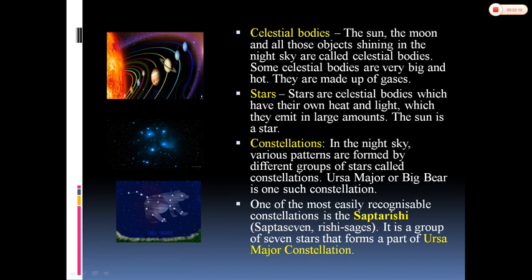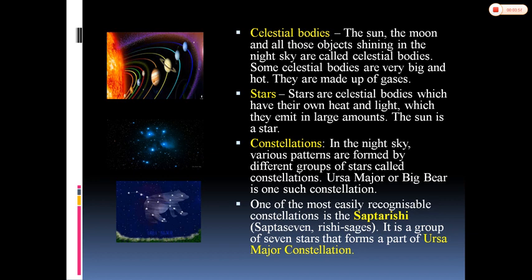Now we are going to understand the celestial bodies. So what are the celestial bodies actually? The celestial bodies are the shining objects in the night sky, like the sun, the moon, the planets. All kinds of shining objects in the sky are called celestial bodies. Even our earth is also a celestial body. If you go to the moon and watch the earth from there, the earth also shines like other objects in the sky, and therefore the earth is also a celestial body.